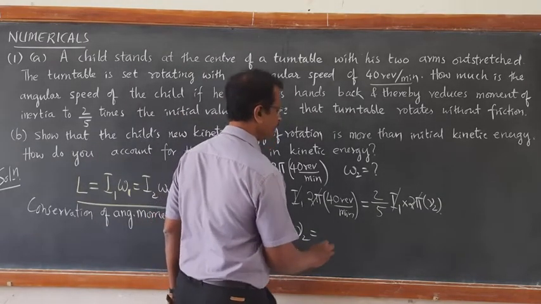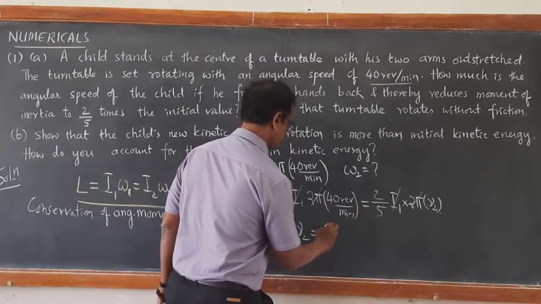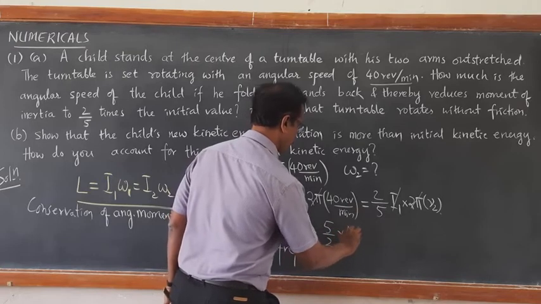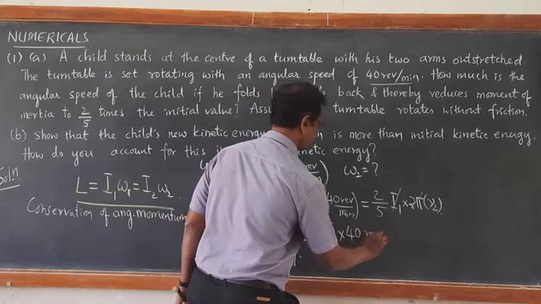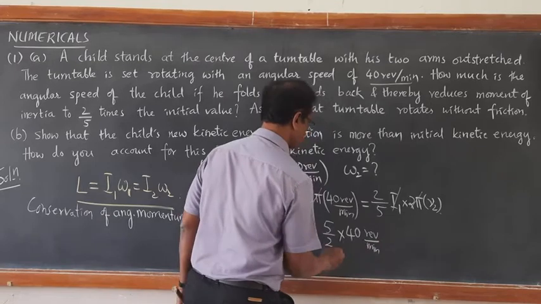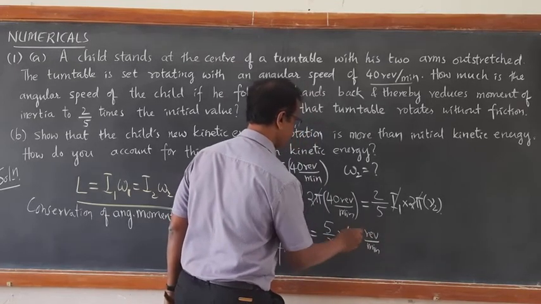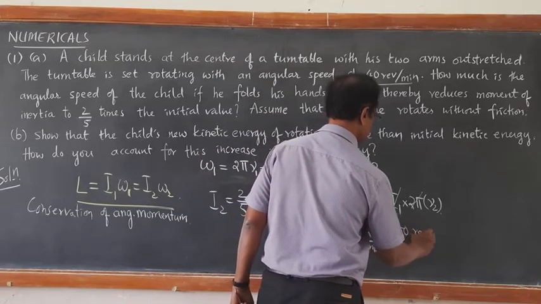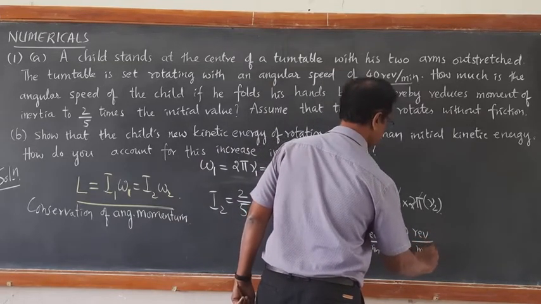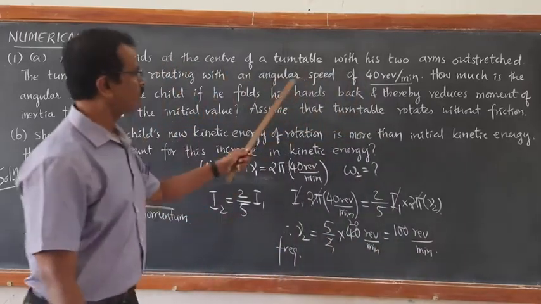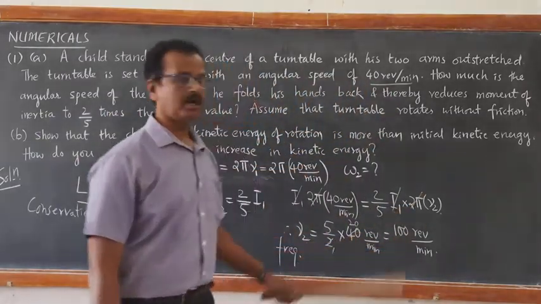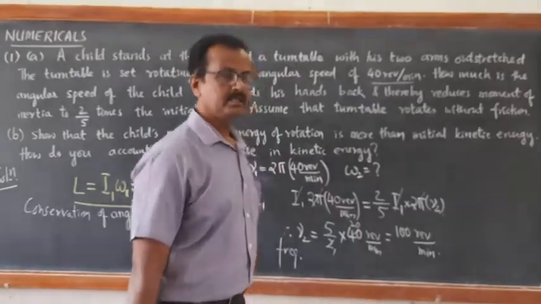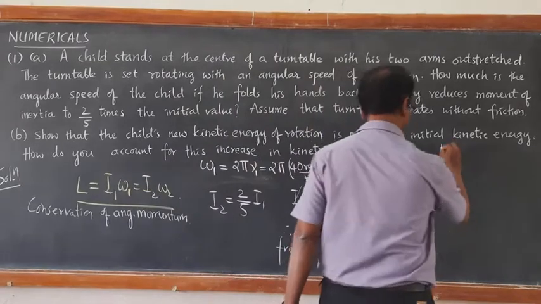Now nu 2 is equal to, taking this 5 by 2 to this side, 5 by 2 times 40 revolutions per minute. So 5 twos are 10, 2 fours are 8, it becomes 100 revolutions per minute. You can see the difference. From 40 revolutions it is increasing to 100 revolutions per minute. This is frequency. Now we can calculate the new angular speed.